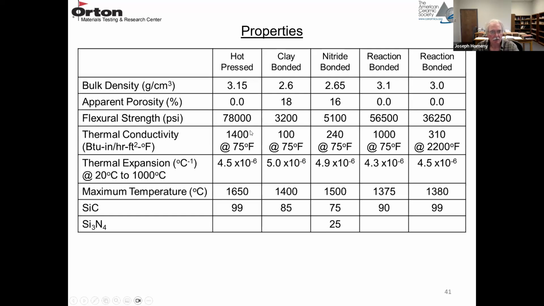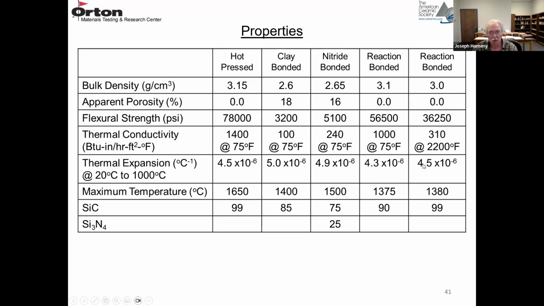This is a dense material. It's going to have a high thermal conductivity, 1400. The clay bonded and the nitride bonded are lower, 100 and 240. And the reaction bonded material here is 1,000. It's going to decrease at the higher temperature. It's down to 310. And again, I teach a course on properties that'll tell you the relationship between thermal conductivity and temperature. But for these dense refractory materials, thermal conductivity is going to decrease with temperature.